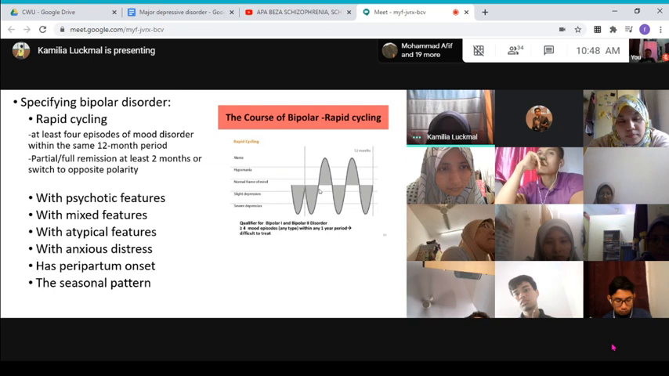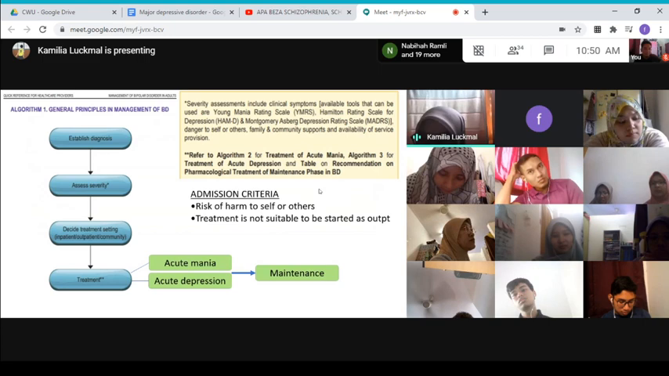So for the management, the aim is to ensure patient safety and nearby people's safety as well, and also to achieve clinical and functional stabilization with the least possible side effects and prevent relapse. Management of bipolar disorder can be divided into acute and long-term. So the first management task is to confirm the diagnosis of mania or hypomania and clarify the current mood of the patient, because the treatment approach may differ.